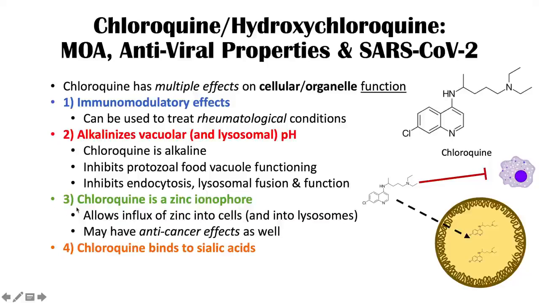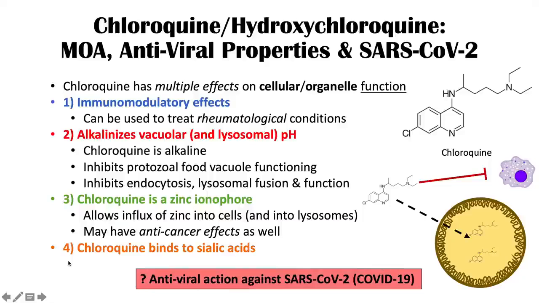So points 2, 3, and 4 are the points I'm going to talk about in this lesson with regards to antiviral action against SARS-CoV-2, the coronavirus that causes COVID-19. A quick disclaimer before I get into the antiviral properties of these medications. The evidence I'm going to show you has been shown in in vitro studies, essentially in a cell culture petri dish. So keep that in mind before we get into these antiviral mechanisms of action.